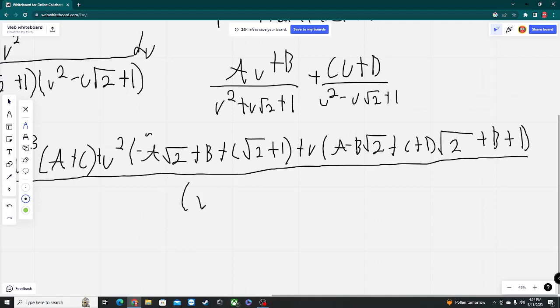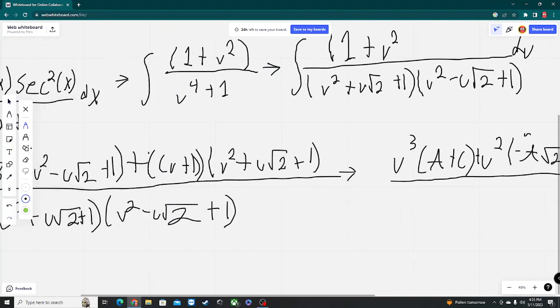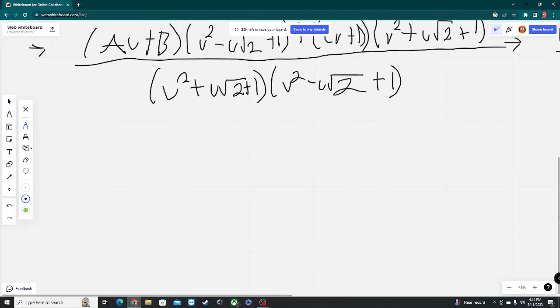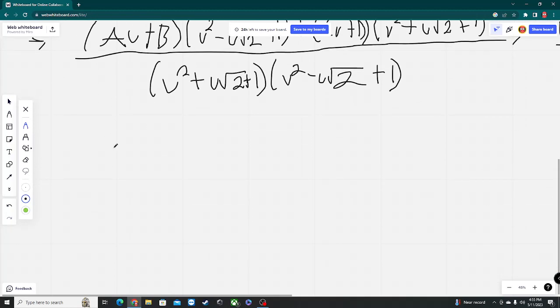Now remember, we still have our denominator from before. So u squared plus u square root 2 plus 1, and we still have our u squared minus u square root 2 plus 1. Now I'm going to move farther down on this board. So now I'm going to write our values here. This is going to be our key that we're going to use to solve the rest of this integral.